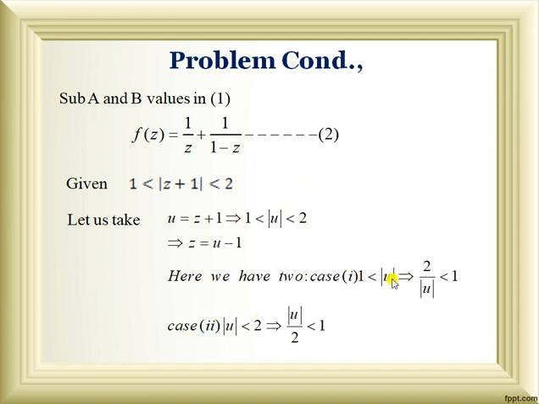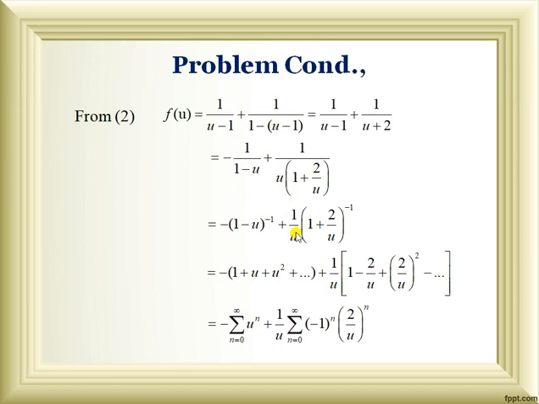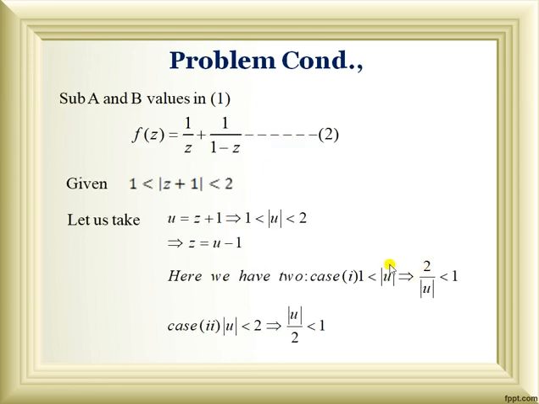Make both inequalities into less than 1 format. Here for making it less than 1, I just want to move this modulus of u to the left hand side. I will get 1 by modulus of u is less than 1. Of course 1 by u is less than 1 means 2 by u is also less than 1, and here we need to move this 2 to the left hand side. It will become u by 2 is less than 1.